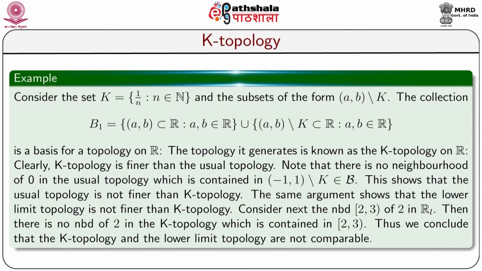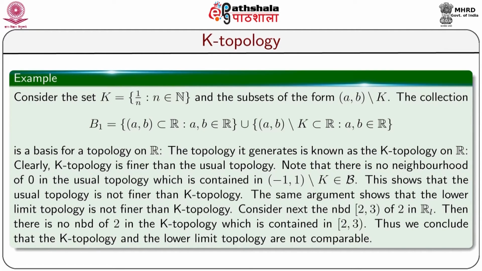Clearly, the K topology is finer than the usual topology. Note that there is no neighborhood of 0 in the usual topology which is contained in the basis element (-1,1) minus K, which belongs to the basis considered here. This shows that the usual topology is not finer than the K topology. The same argument shows that the lower limit topology is not finer than the K topology.